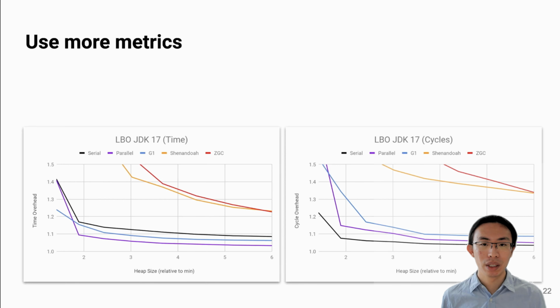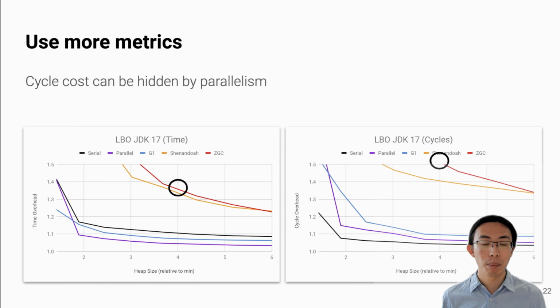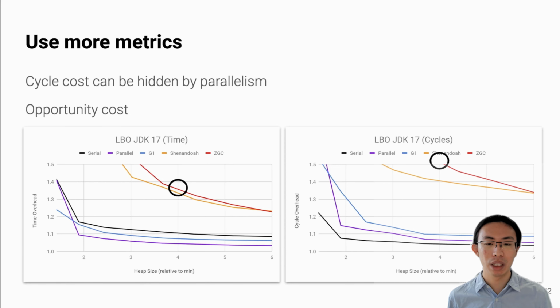For example, you can see that around 4x heap size, ZGC's cycle overhead is out of frame, about 50%. But this cost is hidden by parallelism, and ZGC's time overhead at the same size is only about 35%. You might ask, why is this a big deal? Well, a collector that uses many threads in the background burns many CPU cycles. This not only increases the energy consumption, but also leads to opportunity cost, because you could have saved some cycles and run other applications on the same machine.